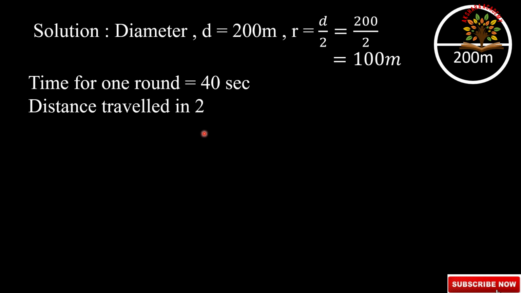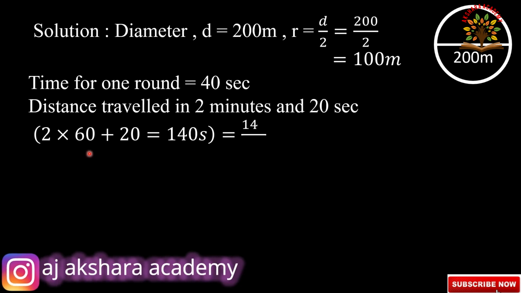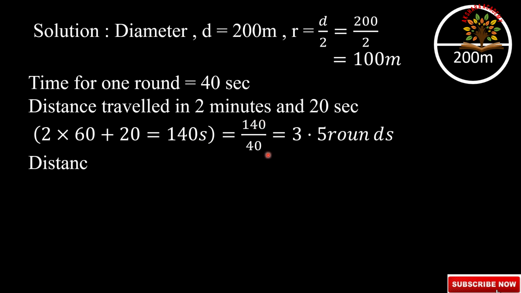Distance travelled in 2 minutes 20 seconds, nothing but total 140 seconds: 2 into 60, 120, 120 plus 20, 140 seconds. So 140 by 40, that is equal to 3.5 rounds.